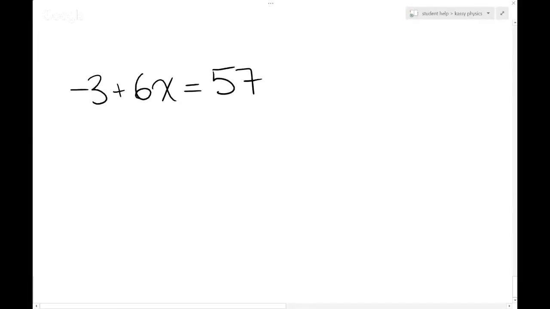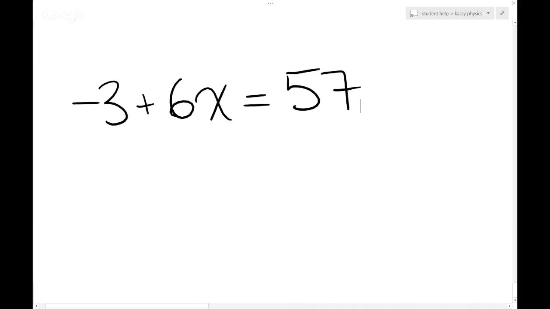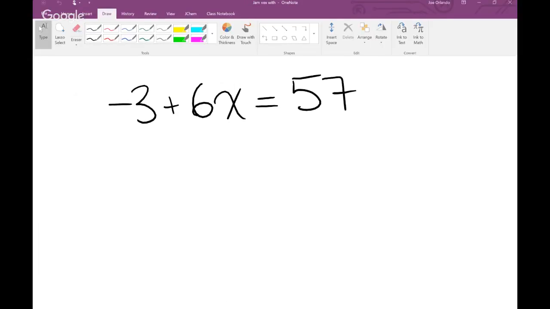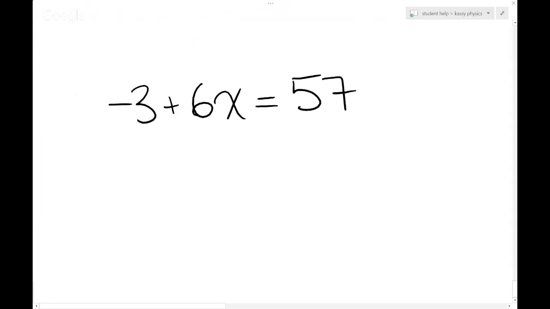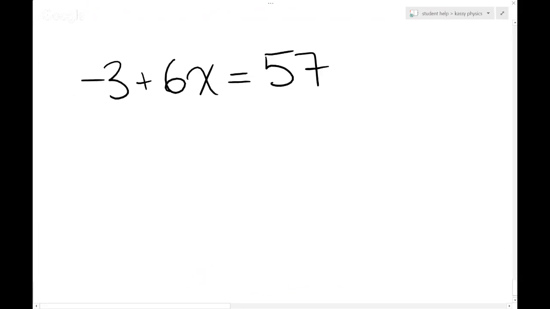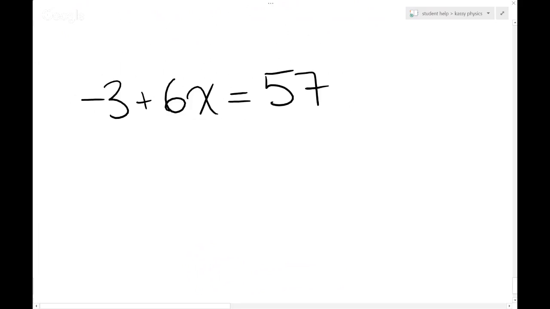So here we have a two-step equation to solve. We want to solve this for x. And eventually, our answer is going to look something like this: x equals, and then some number. So we want to have the x all by itself on the left.